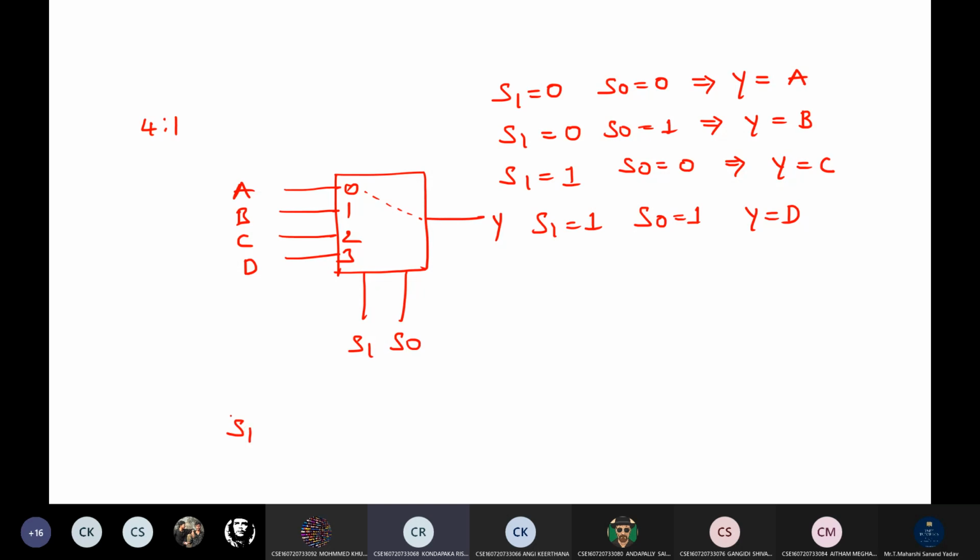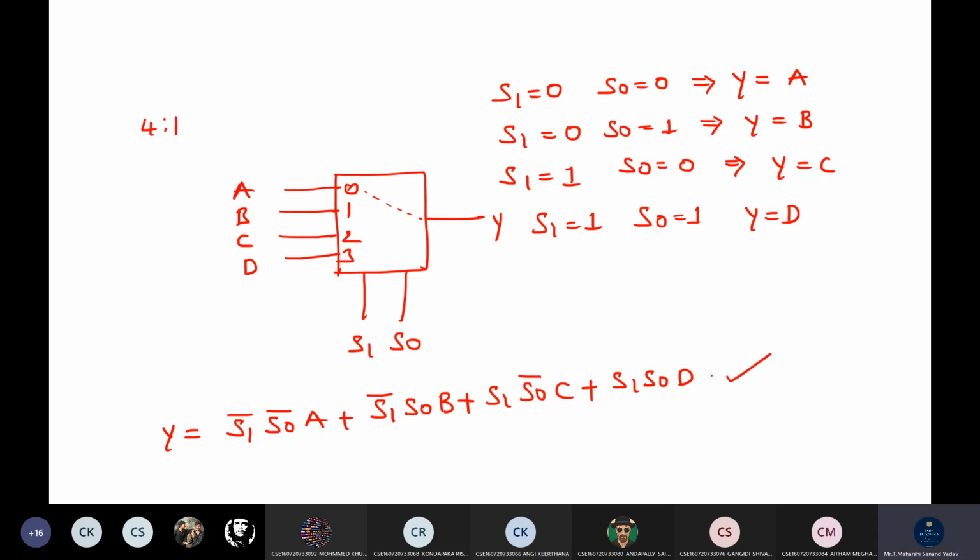S1 bar S0 bar A plus S1 bar S0 B plus S1 S0 bar C plus S1 S0 D. So this is the Boolean expression for the 4:1 multiplexer.